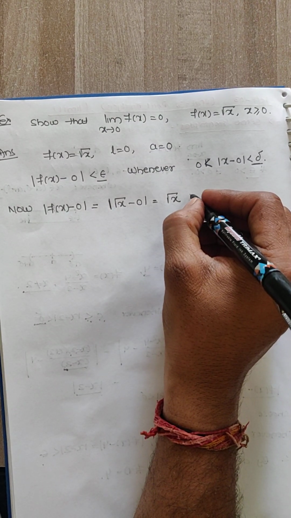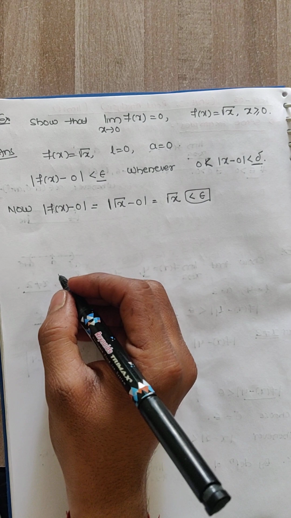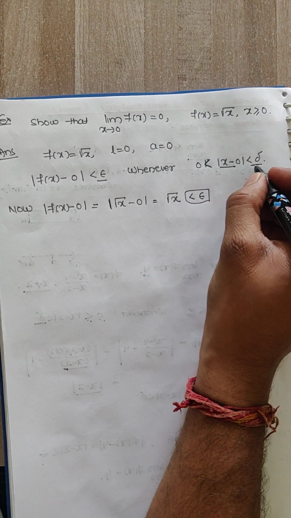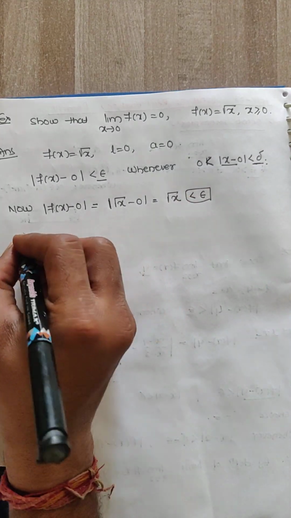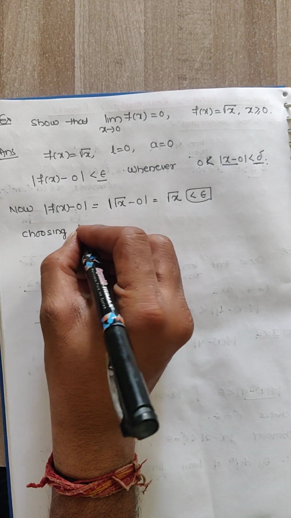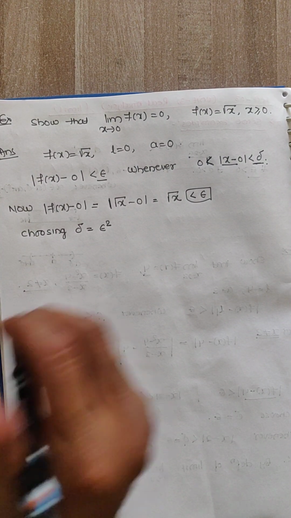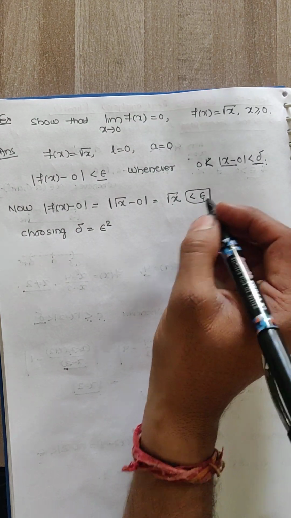That must be less than epsilon. Correct? Whenever x minus 0 is less than delta. So I am choosing delta as nothing but what? Epsilon square, because x is less than epsilon square.